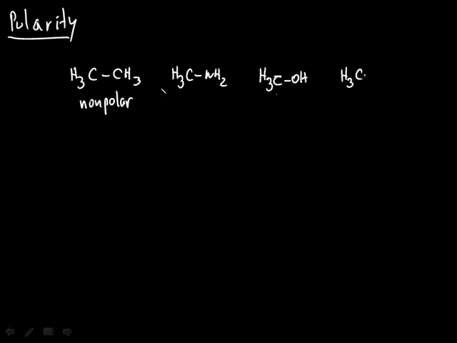order bonds starting from non-polar, such as the C-C bond in ethane, to progressively more and more polar bonds in methylamine, methanol, and fluoromethane. In this direction, the polarity of the C-X bond increases.